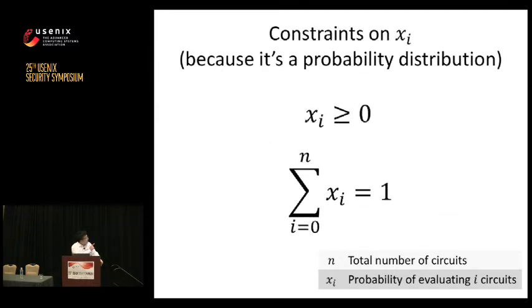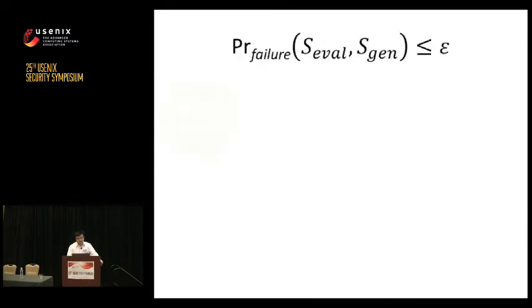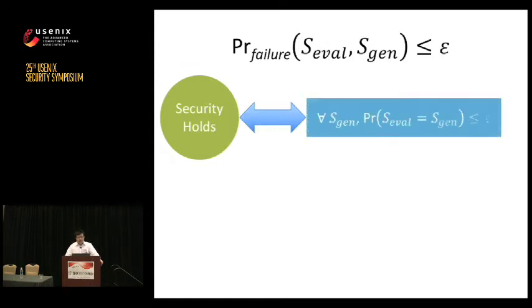Recall that xi is used to denote a probability distribution, so all the xi need to be non-negative, and they sum up to 1. Next, we are translating the security constraint. Recall that security fails if and only if S_gen equals S_eval. Ensuring security is equivalent to bounding the probability of this event by epsilon, regardless of the generator strategy S_gen.